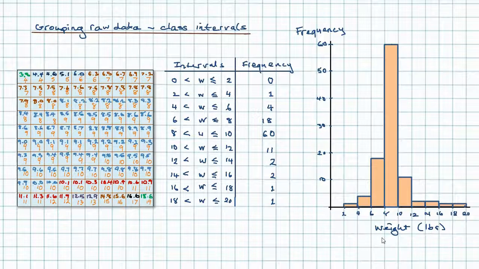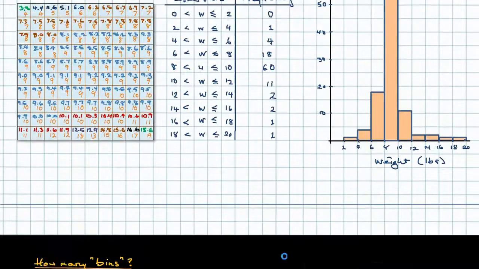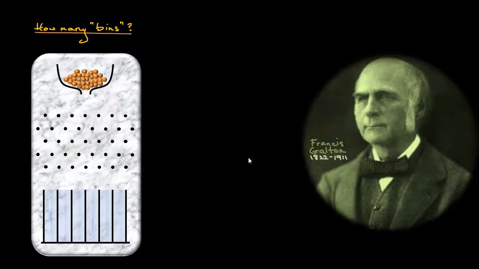Now, it might have occurred to you lastly to ask the question, well, why did we choose 10 bins? Was it simply because we had 10 squares on our horizontal axis? And is that a good reason to choose this number of bins? So lastly, I want to ask, how many bins should you choose?